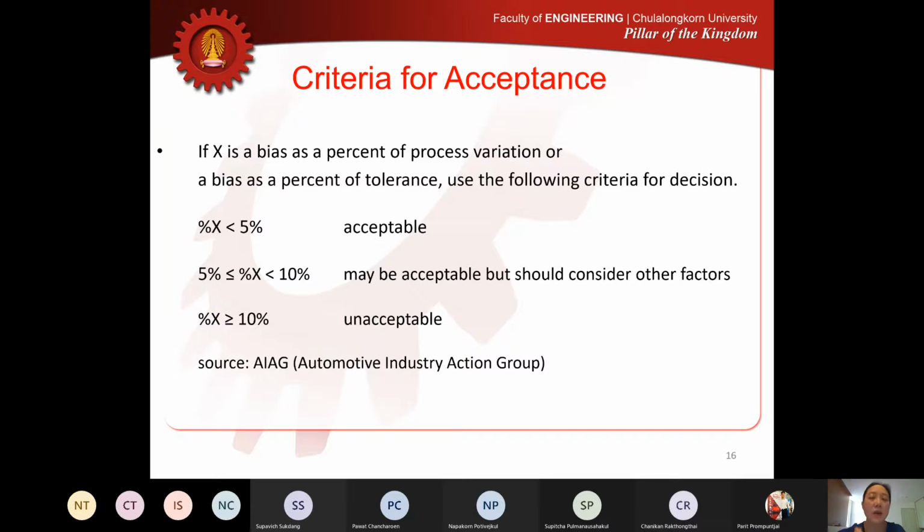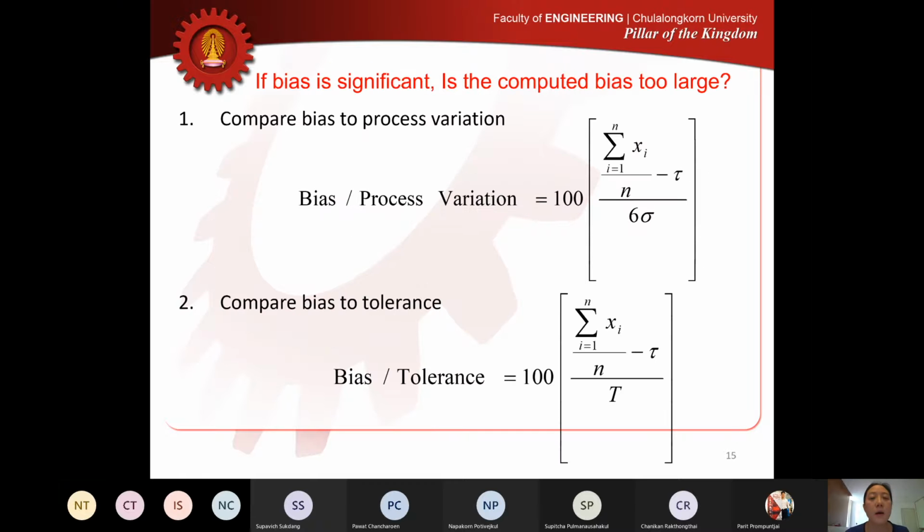If we need high accuracy, we will use 5%, but if we can tolerate some inaccuracy, we will use 10%. It depends. So to be easy, you can decide whether you're going to use 5% as the criteria or 10%. If less than that, accept it. If greater than that, we will not accept that amount of bias. And that is the first indicator.